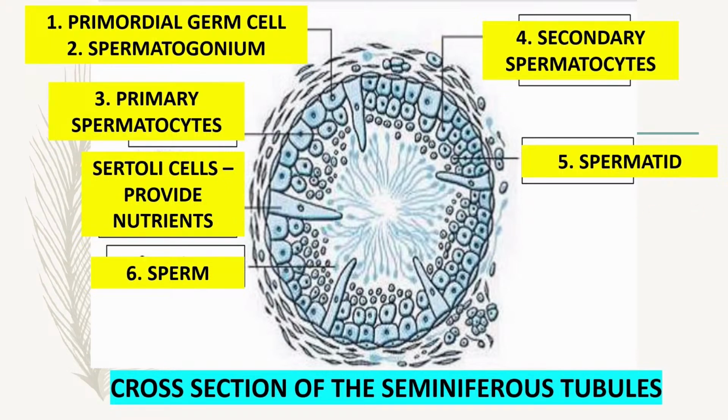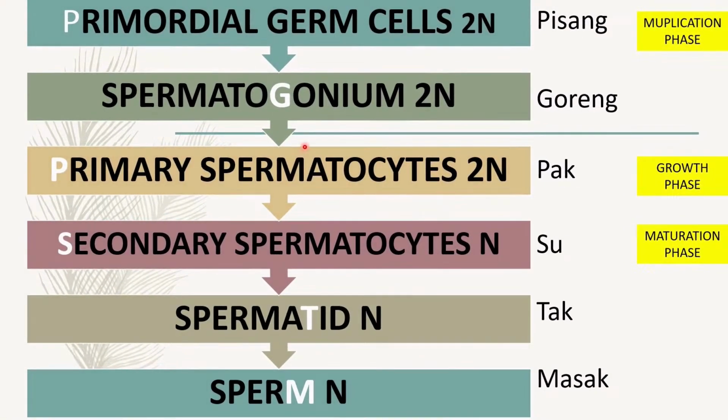Okay, so teacher came up with a mnemonic to memorize this: Pisang goreng bakso tak masak. So P for primordial germ cell, which is diploid. G for spermatogonium. And then P for primary spermatocyte, S for secondary spermatocyte, T for spermatid, and M for sperm. So pisang goreng bakso tak masak.